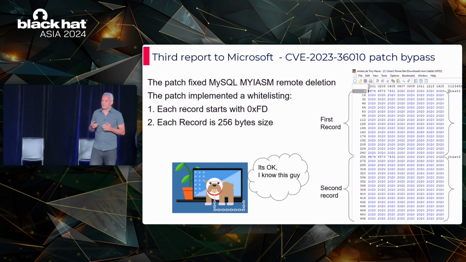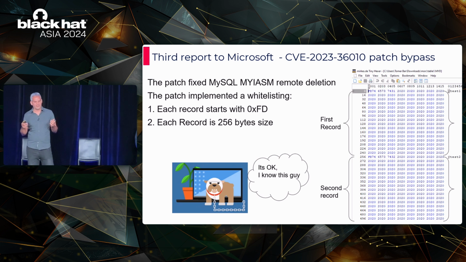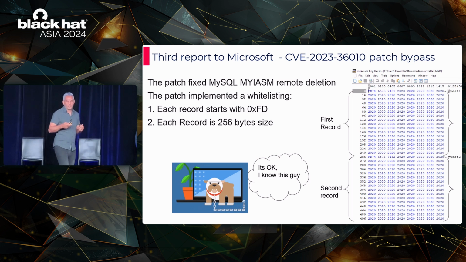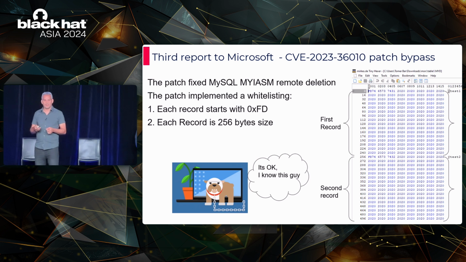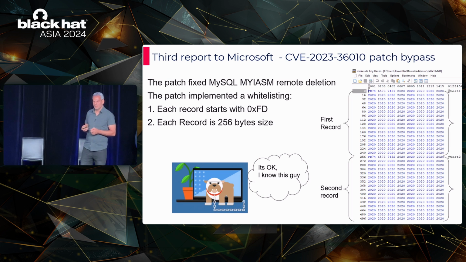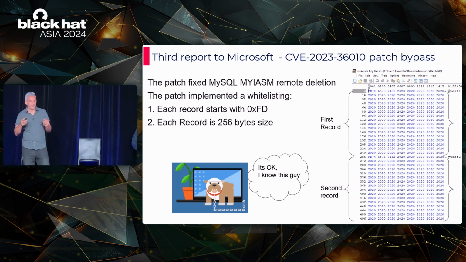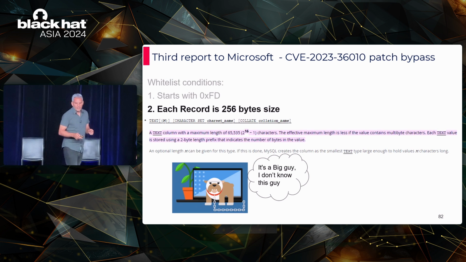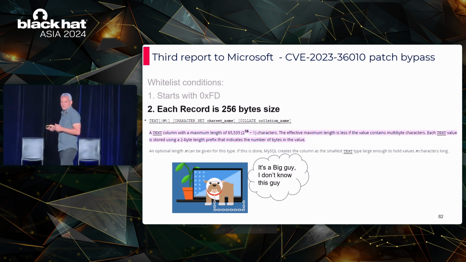Okay, and we found out it indeed was focused on the MyISAM database fix, adding a whitelisting algorithm based on the MyISAM file format. Defender checks if the scanned file starts with the FD byte and if the file size is aligned to 256 bytes. If both are true, it won't trigger a detection even if a malicious signature was found. So our goal is to bypass the whitelist to trigger the deletion of the database file.